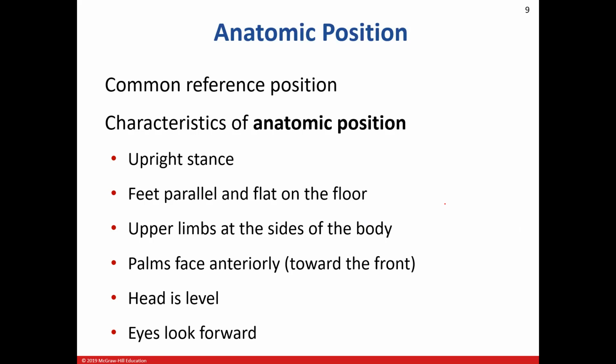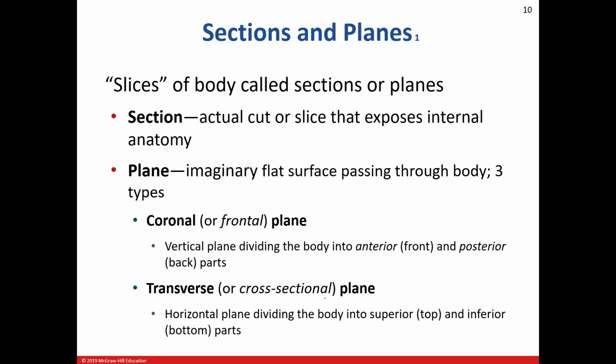All right, but the anatomic position is basically someone standing upright, with both feet flat on the floor, facing straight in front of them. Their arms are at their sides with the palms facing forward. Another word for the forward position is anteriorly. Anterior is the front, posterior is the back. So the palms face anteriorly. The head is level, meaning it's not looking up, it's not looking down, it's looking straight ahead. And same with the eyes, they're looking forward. I'll show you a picture of the anatomical position here in a moment, when we start to do some of the labeling.